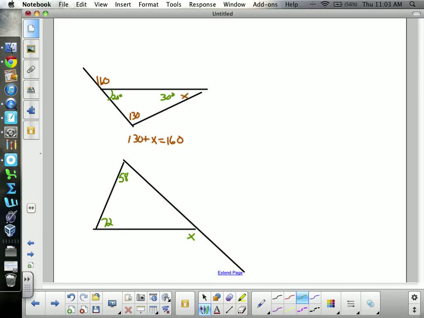However, what most people will do instead is they'll use triangle sum, add this up to 180. So 72 and 58 is 130, means this angle must be 50. And then they'll use linear pairs to come up with 130. So again, that just comes straight from the idea that triangles add up to 180 and that linear pairs add up to 180.